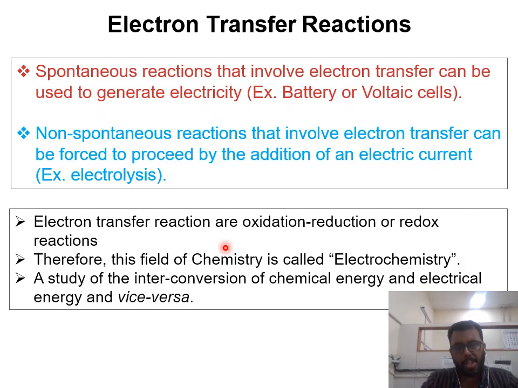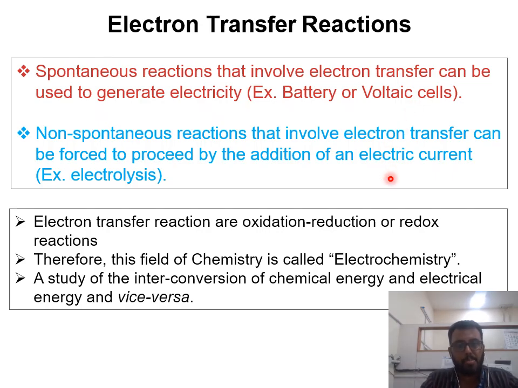So today you can classify them into two types. One is spontaneous reactions that involve electron transfer. It can generate electricity. For instance, it can be a battery or voltaic cells. There are certain non-spontaneous reactions that can also involve electron transfer.